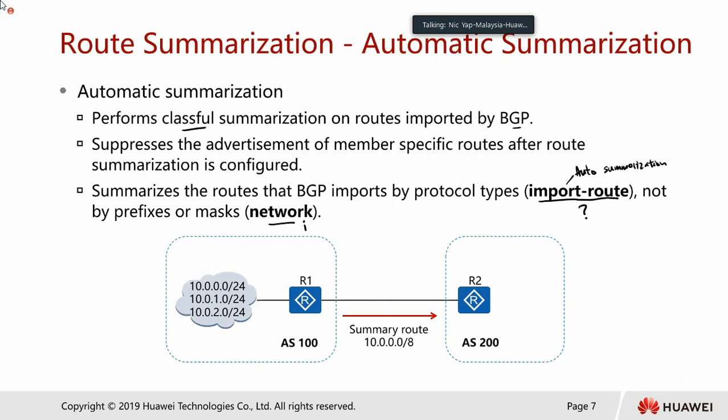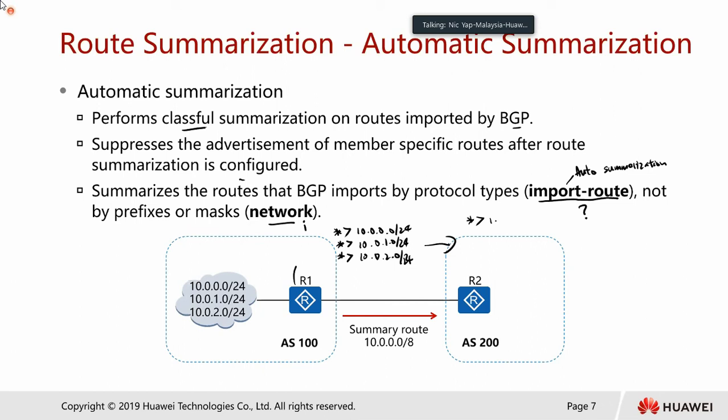Suppress the advertisement of the member specific route after route summarization is configured. Okay, means that on router 1, in my BGP tables earlier on, I should have this. I have 3: 10.0.0.0/24, 10.0.1.0/24, 10.0.2.0/24. This is before the summarization. After summarization, they will have this.